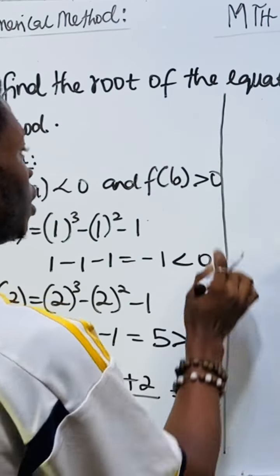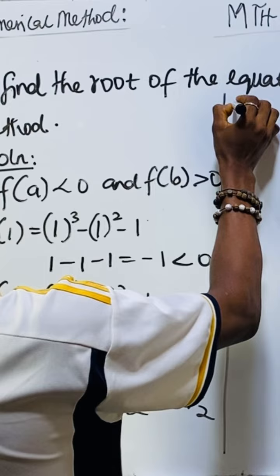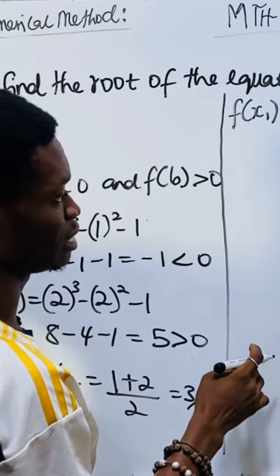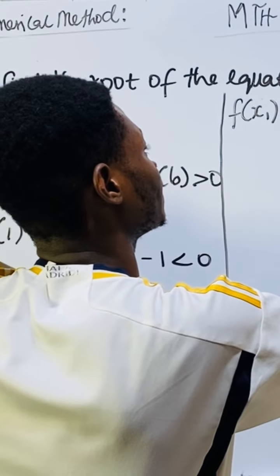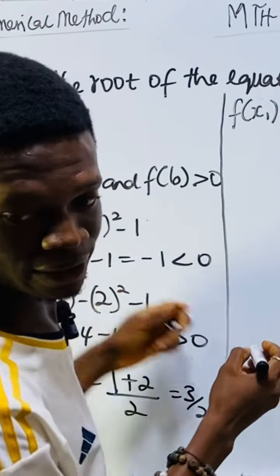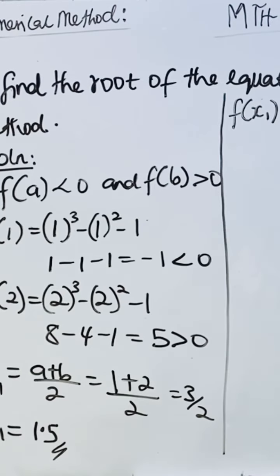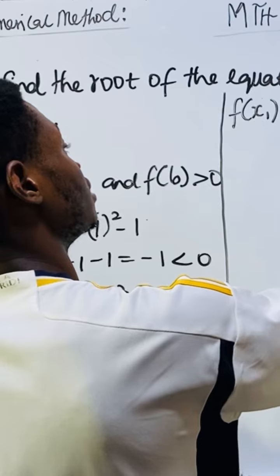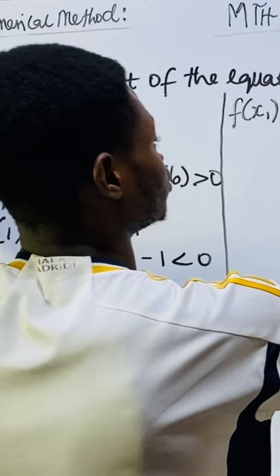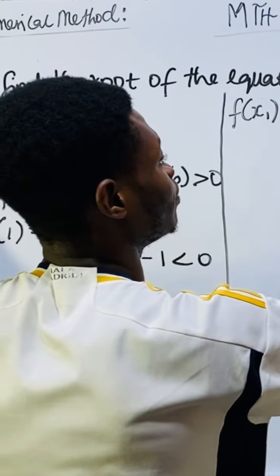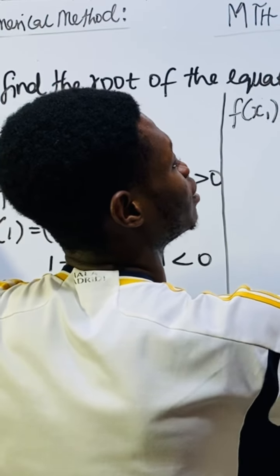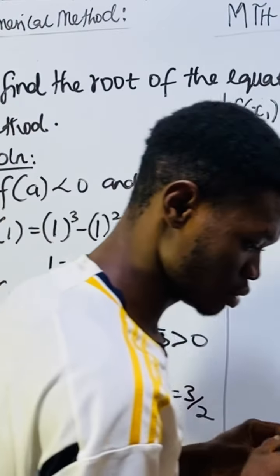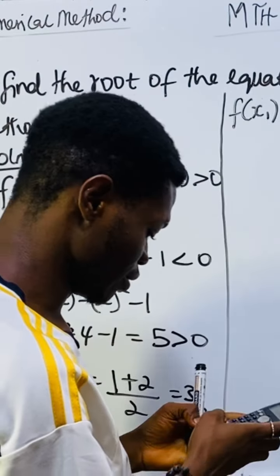Now we are going to find f of x1. What value are we going to get at f of x1? We have f of x1, which is 1.5. Anywhere we see x, we put 1.5. So 1.5 to the power of 3 minus 1.5 squared minus 1. So what are we going to get? 1.5 to the power of 3.